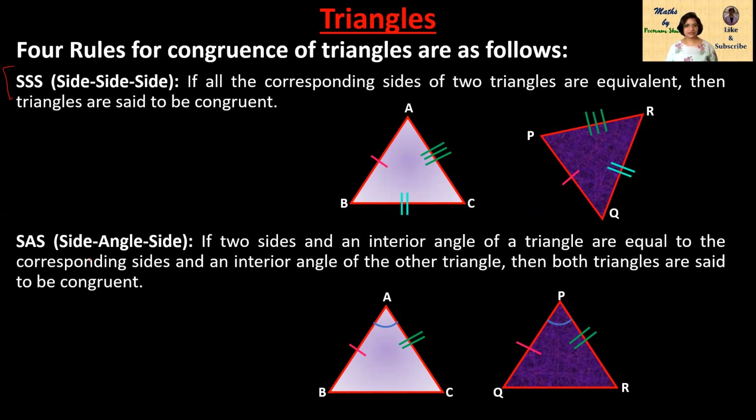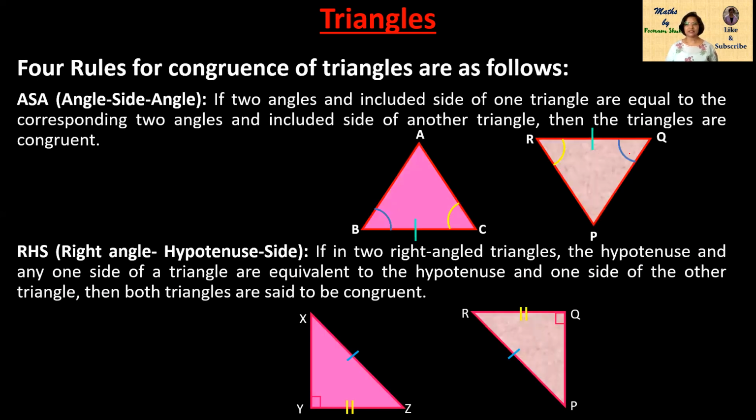SAS, another congruency rule, side angle side. If two sides and an interior angle of a triangle are equal to the corresponding two sides and interior angle of the other triangle, then both triangles are said to be congruent. So it means one interior angle and two sides, right? Corresponding sides are equal in both the triangles. That means these two are congruent triangles, right?